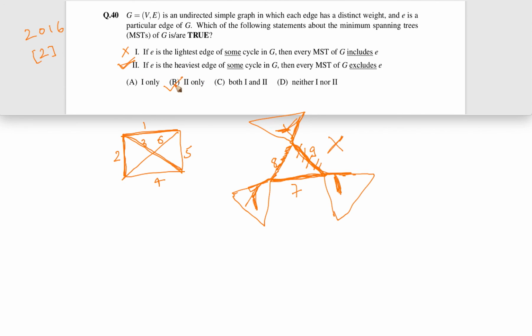But again, this fact is actually not very easy to come up with directly in the examination. So if you know this fact already, then it is good. Otherwise, I have given you the intuition. The answer is 2 only, B.